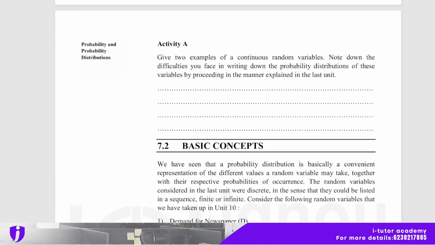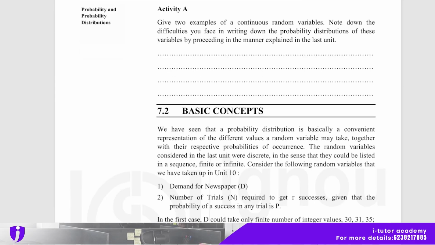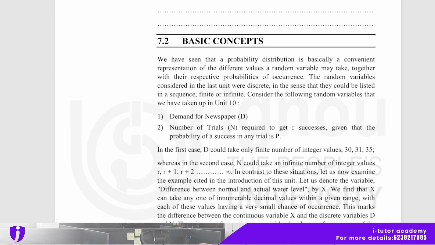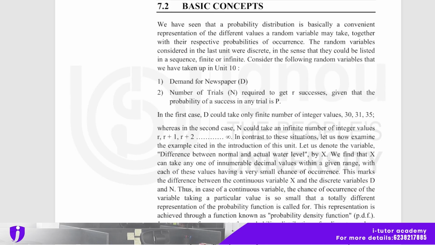So here is one activity. You just read it and try to do it, and activities and basic concepts. We have seen that the probability distribution is basically a convenient representation of the different values a random variable may take together with their respective probability of occurrence. The random variables considered in the last unit were discrete in the sense that they could be listed in a sequence, finite or infinite. Consider the following random variable that we have taken up in unit 10, that is demand for newspaper, number of trials, that is n, required to get r successes, given that the probability of a success in any trial is p.